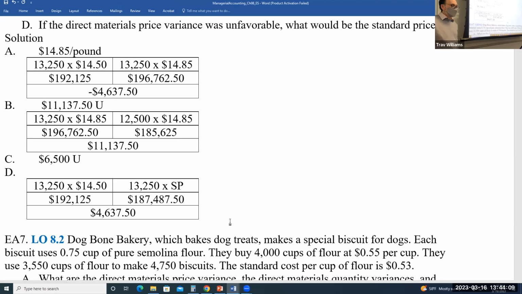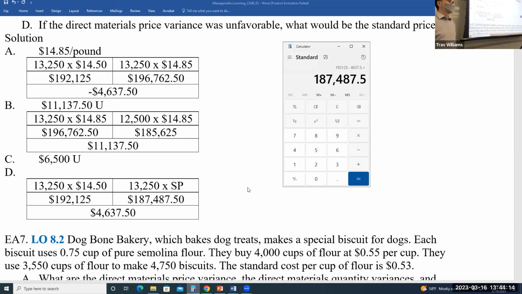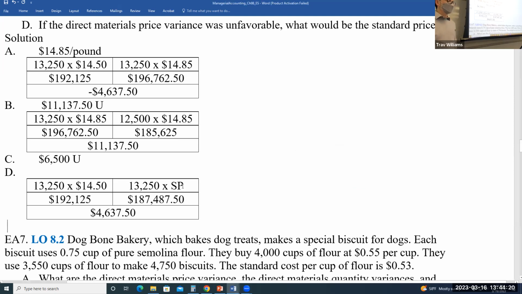And then our final step to figure out our new standard price. Divided by the 13,250. And in this case, our standard price would have been $14.15 per unit.